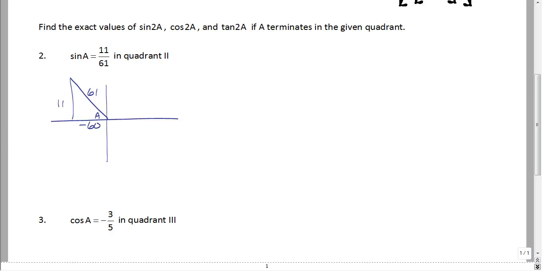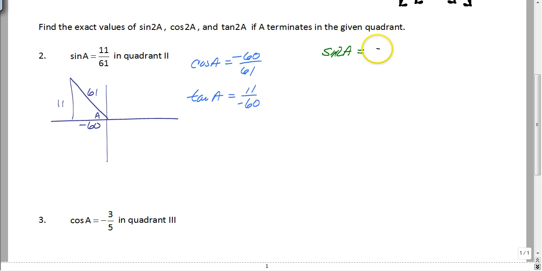So what are we going to do next? Well, we need the cosine of a and the tangent of a because we already have the sine of a. So we know that cosine is adjacent over hypotenuse, so the cosine of A is equal to negative 60 over 61. And the tangent of A is equal to the opposite over adjacent, so it is 11 over negative 60. So what are we going to do from here? We're going to just use the formulas on your sheet.